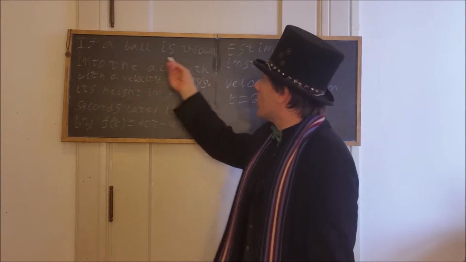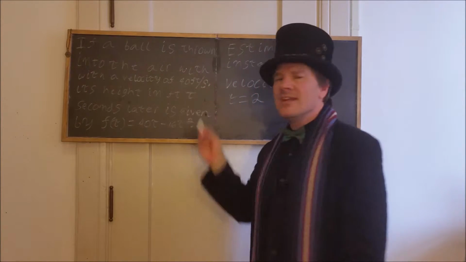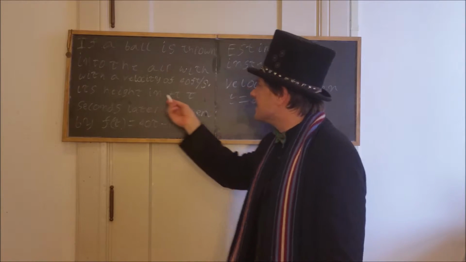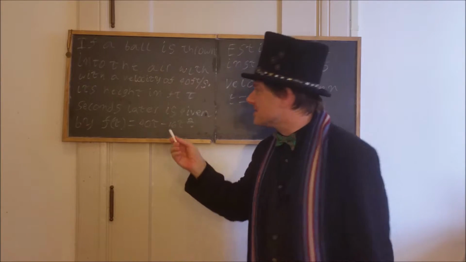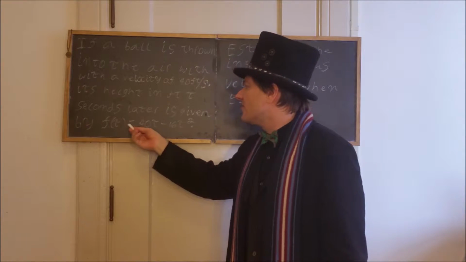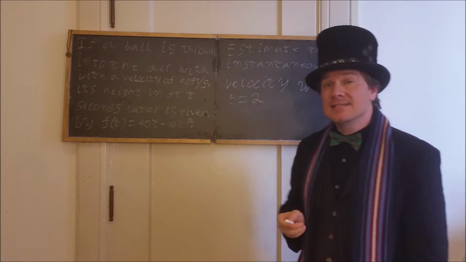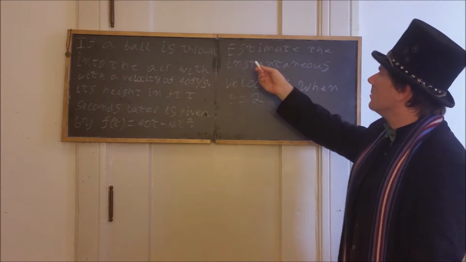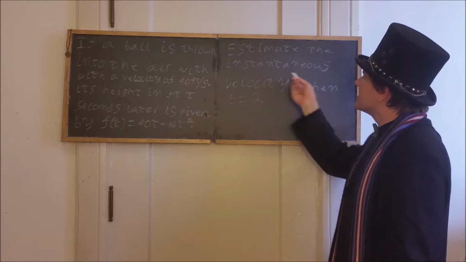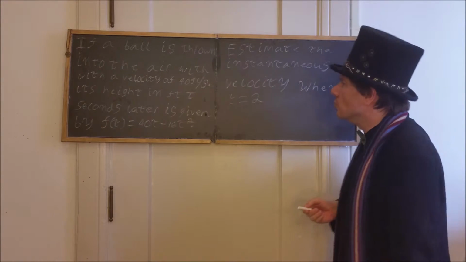So if a ball is thrown into the air with a velocity of 40 feet per second, its height in feet t seconds later is given by the formula f of t equals 40t minus 16t squared. So, estimate the instantaneous velocity when t equals 2.